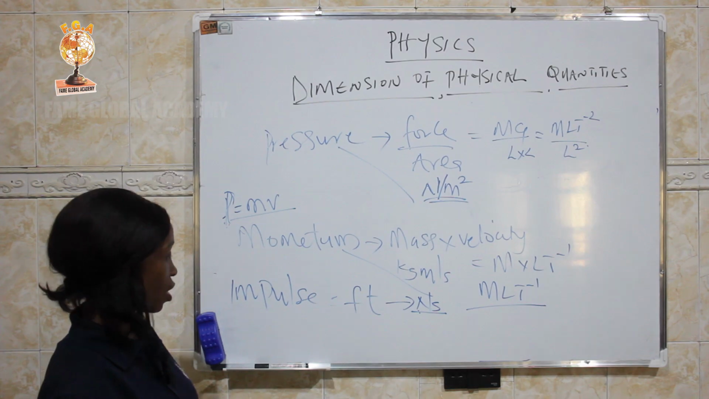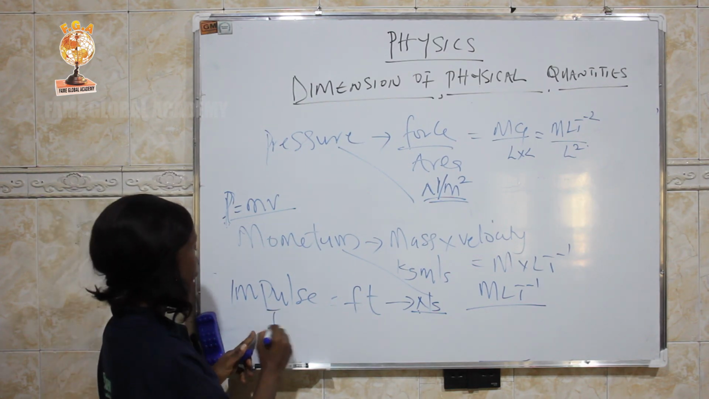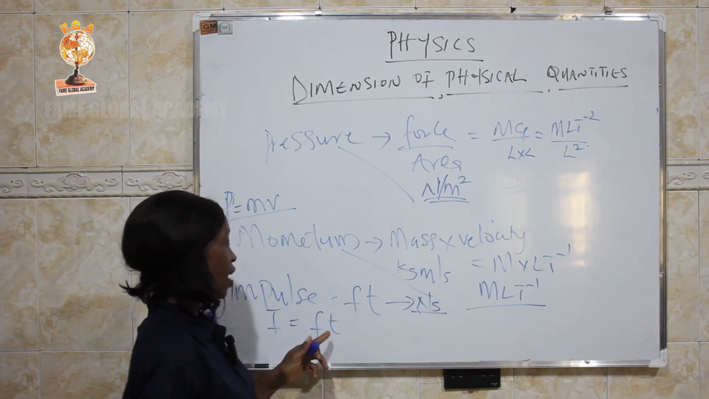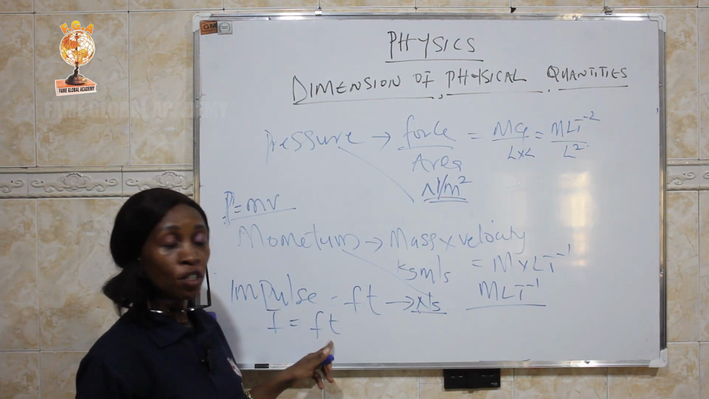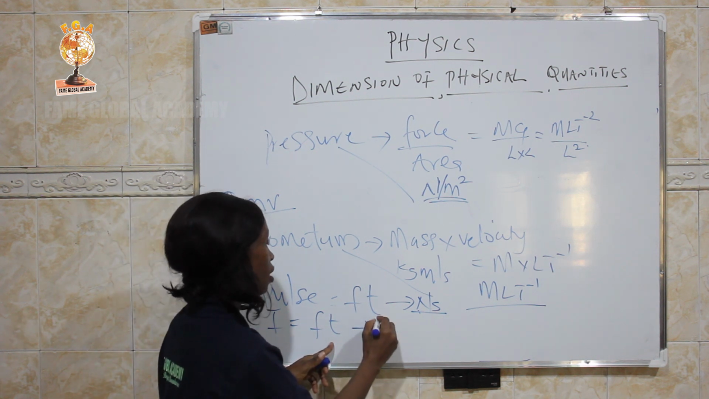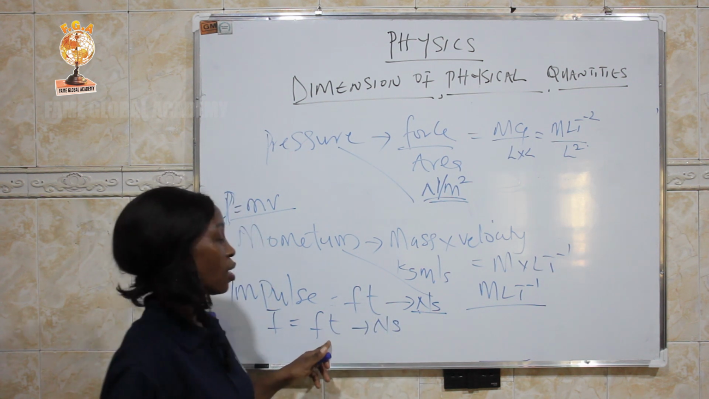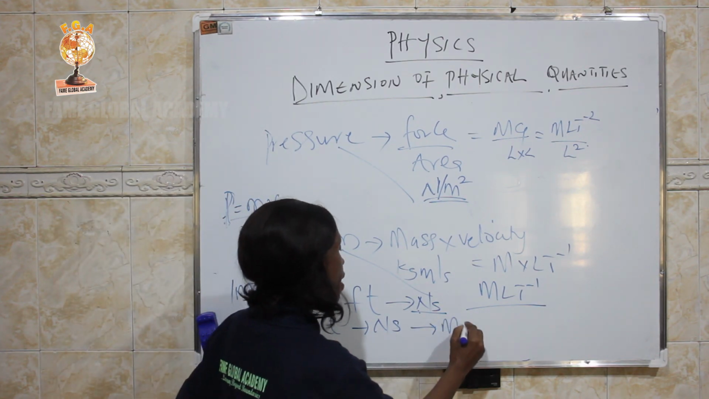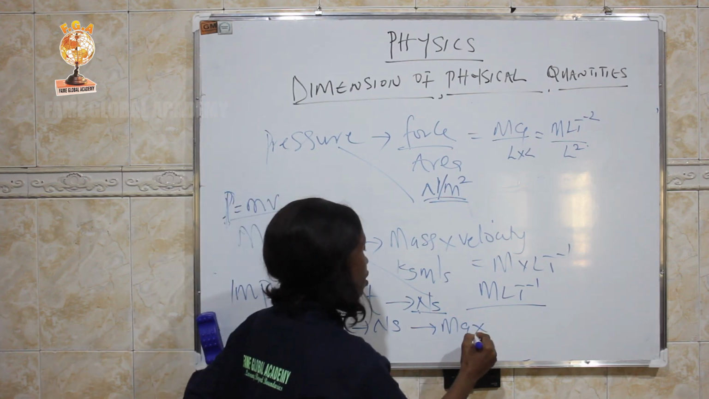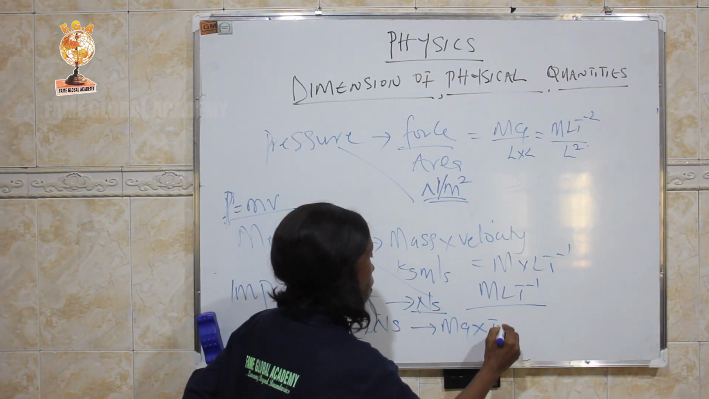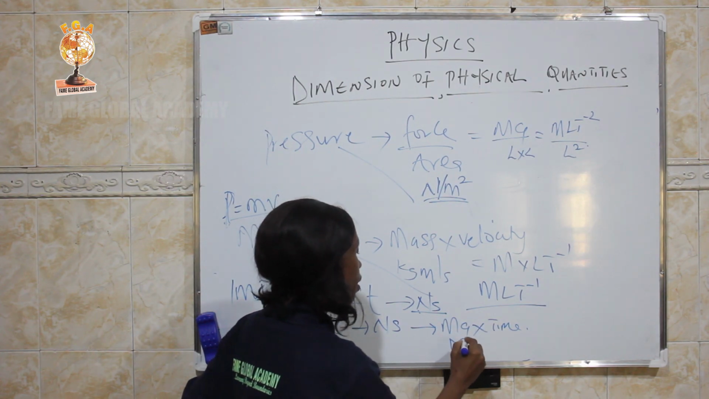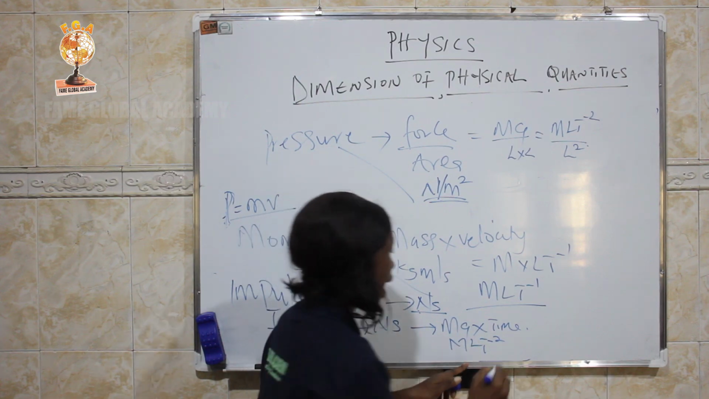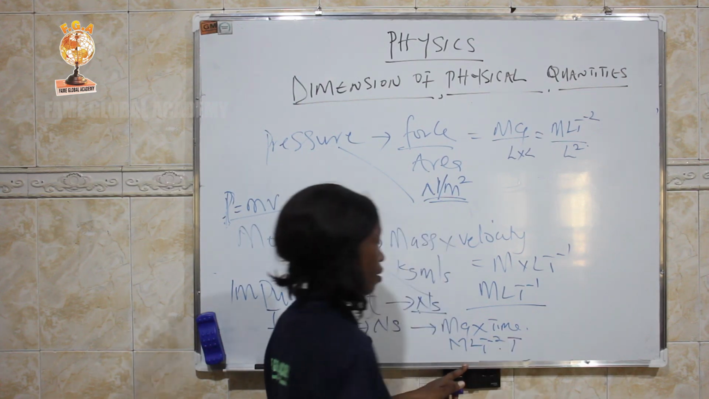Let's say impulse. Impulse, represented as I, has the formula Ft. And from there I can coin my SI unit. Force is in Newton, which is already there, and time is in seconds. Now, force in terms of dimension, force is MA times time. M is M in dimension, A is LT minus 2, times T.